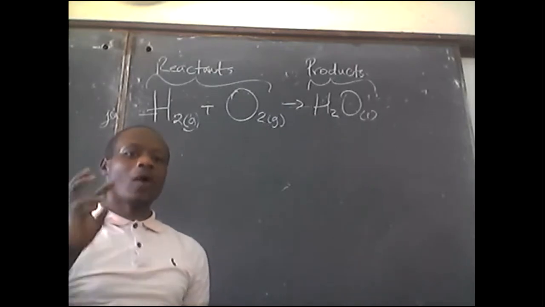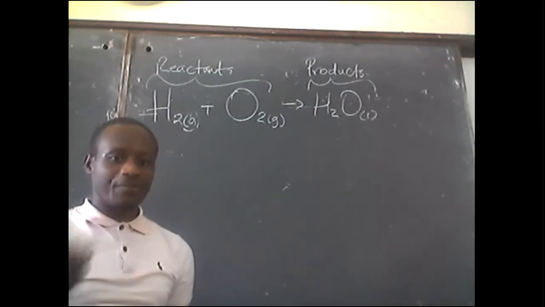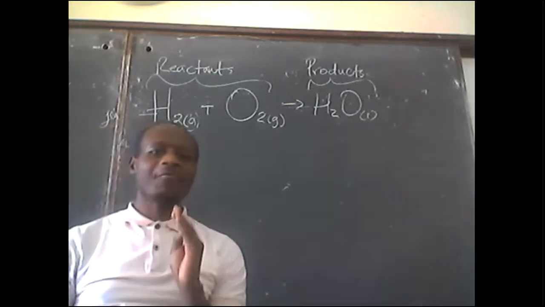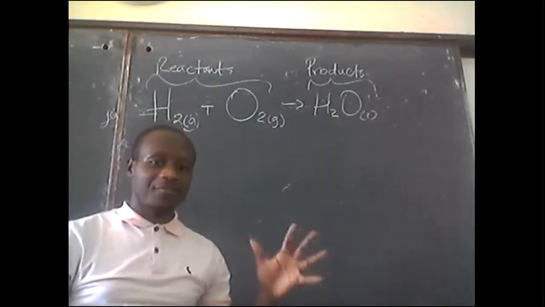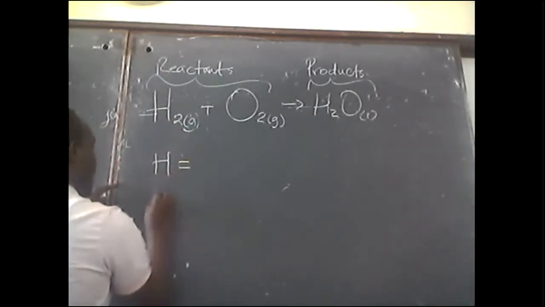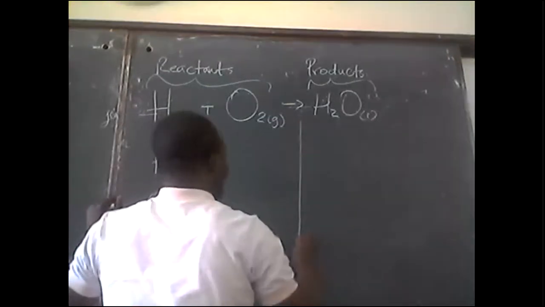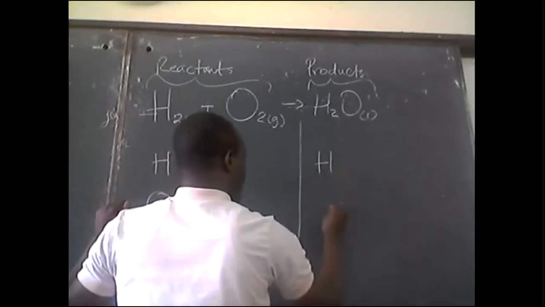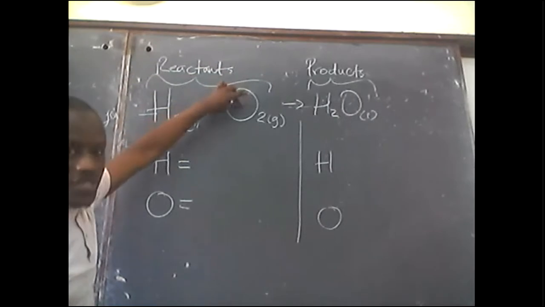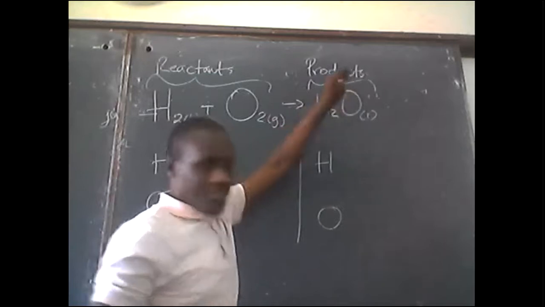So I'm going to do one example. Then we use this example to go through the stages or the steps to follow. Number one, I need us to identify the atoms on the left-hand side. I'm going to say we have hydrogen, we have oxygen. That is on the left-hand side. On the right-hand side, I have also hydrogen and oxygen because we have hydrogen gas, we have oxygen gas. In water, we have hydrogen atoms and we have oxygen atoms.